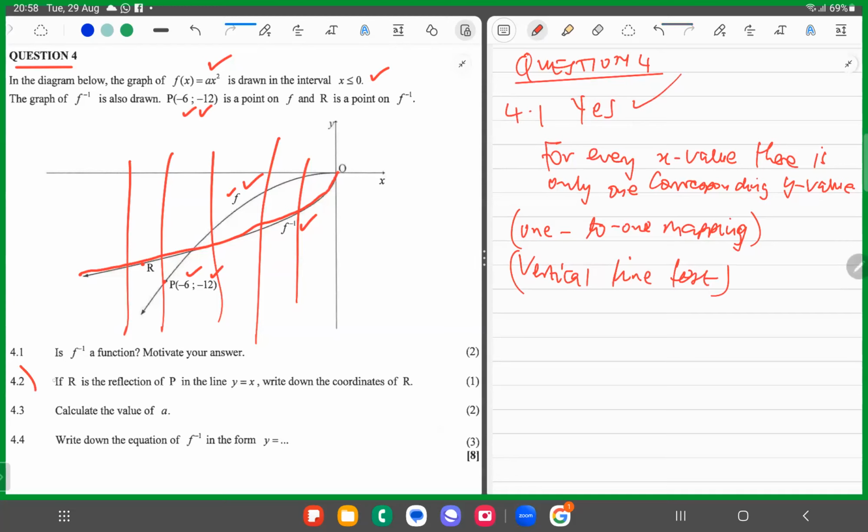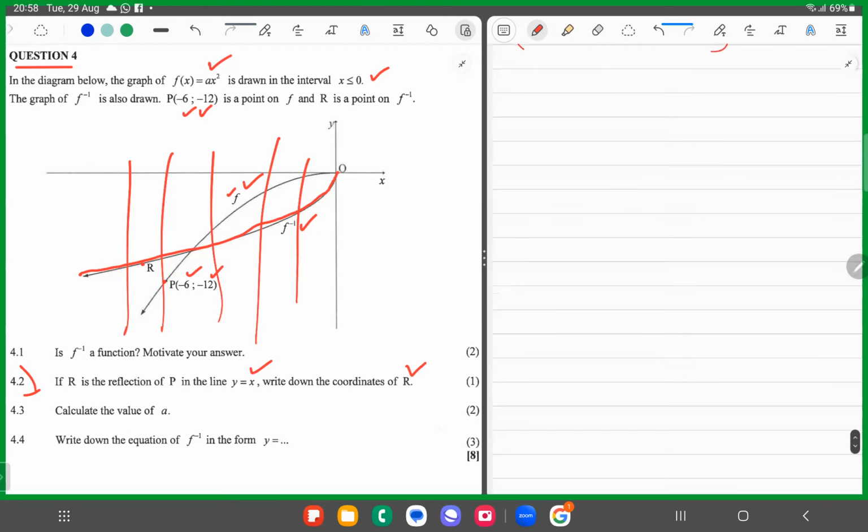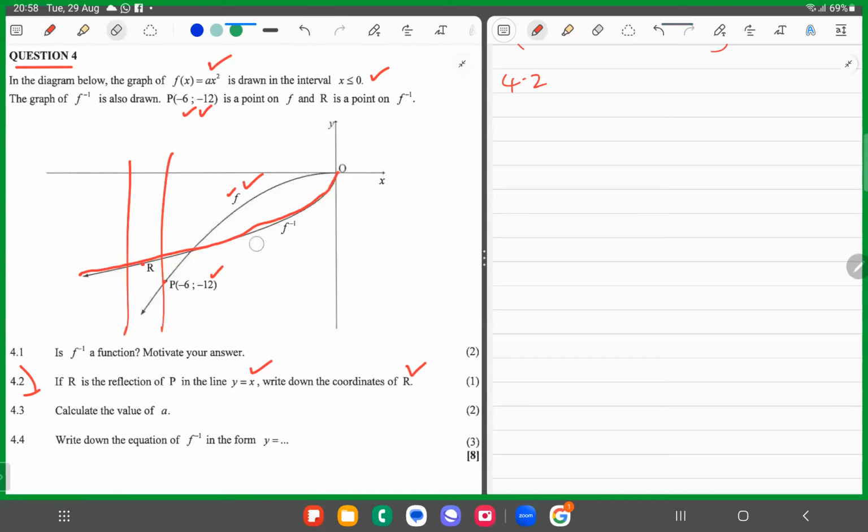In the next question, if R is the reflection of P in the line y equals x, write down the coordinates of R. All right, let's look at that one. So if you look at 4.2, let me just clean up a little bit here. This has become too untidy with too many markings on it.